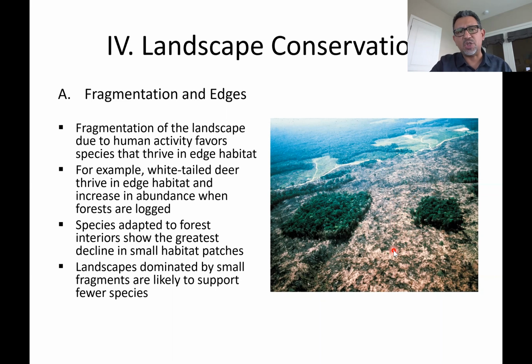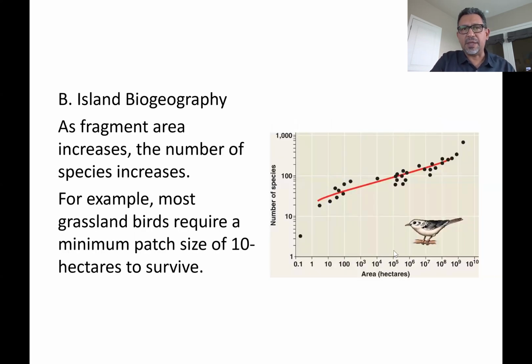The problem with fragmentation is that if the fragments get too small, then they cannot support a large number of species. So the larger the fragment, the better it's going to be in terms of biodiversity. One of the hypotheses that I studied when I was doing my graduate research is the theory of island biogeography. According to this theory, fragments of land are going to be like islands in an ocean. A fragment of a forest, a fragment of grassland, or any other kind of land habitat is going to be surrounded by other areas that are going to be like an ocean.